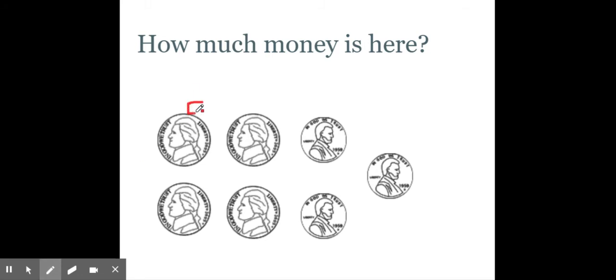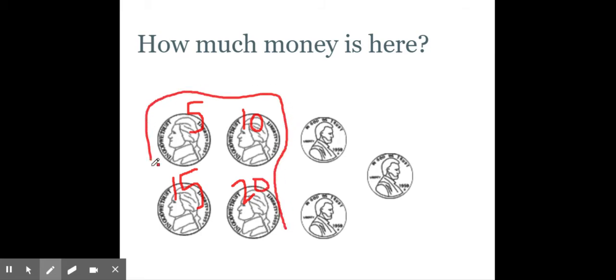So there's 5, 10, 15, 20. So all of these nickels together, oh gosh, my box is not good. Sorry about that. This is worth 20 cents. I know that looks like a Z. Please don't judge me. But now we have 3 pennies.